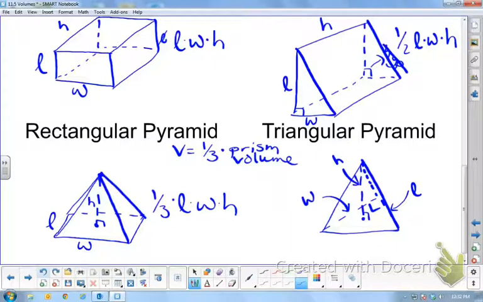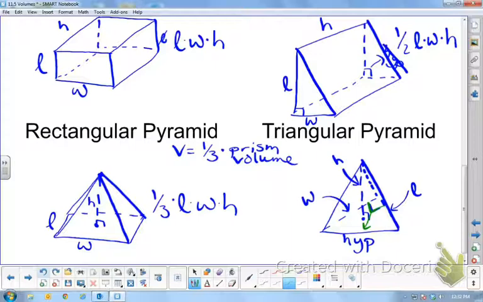Now again, it may give you some extra information on this picture. It will give you the hypotenuse as extra. The hypotenuse is across from the right angle that's on the base of the triangle, not the right angle inside the shape. So not the right angle with the height, but the right angle on the base shape that's a triangle.